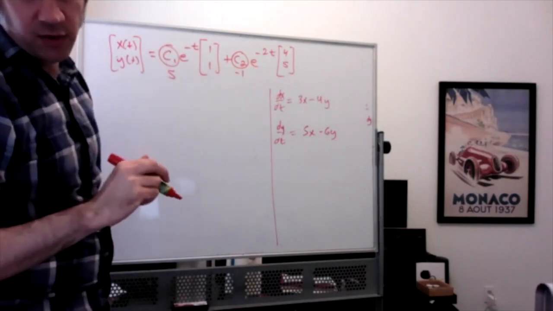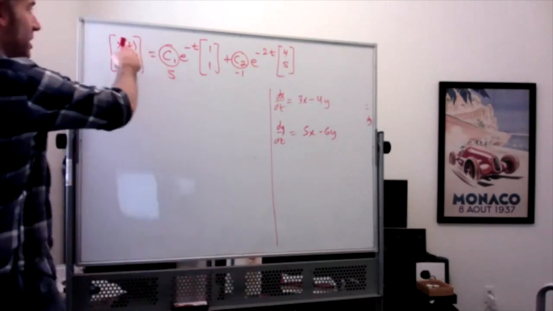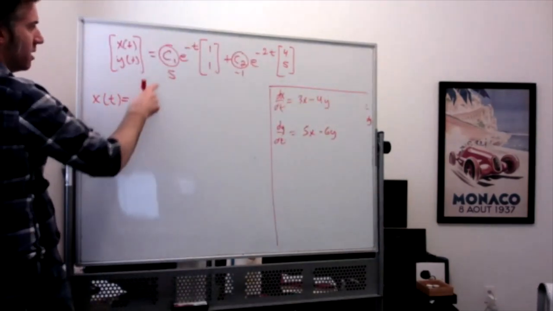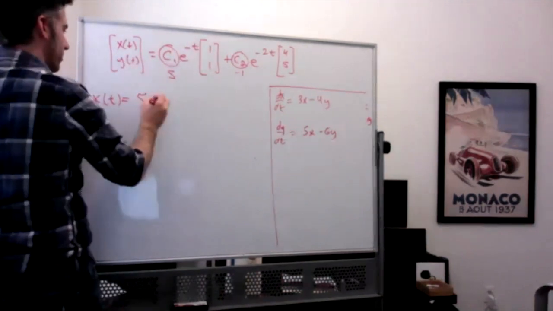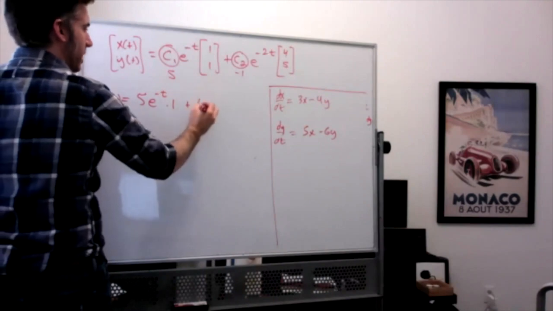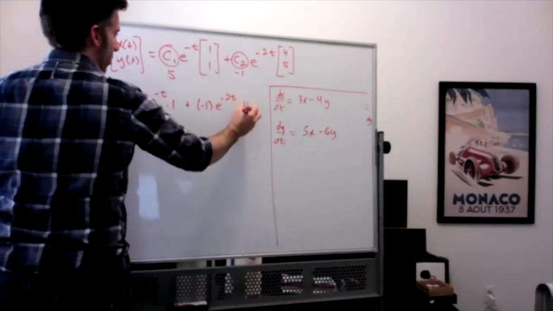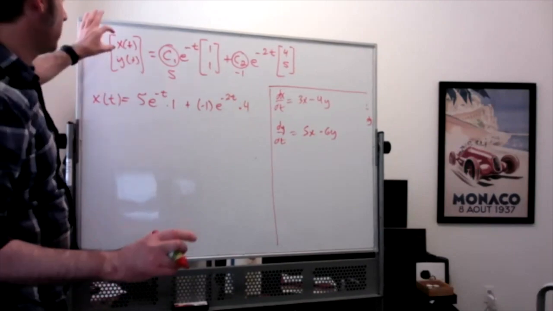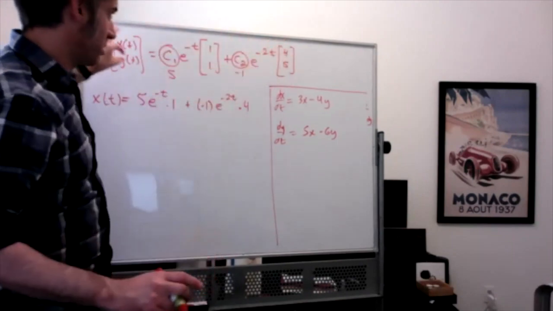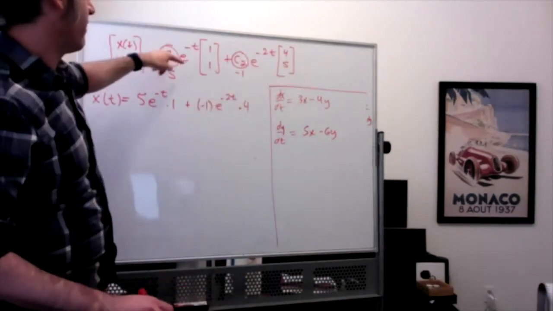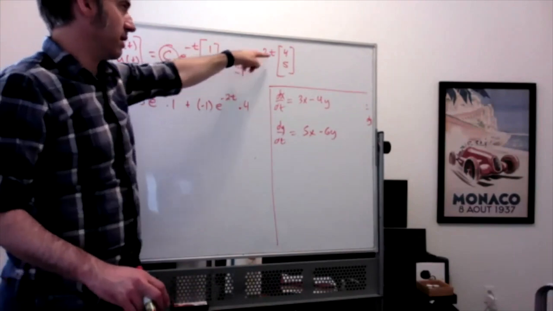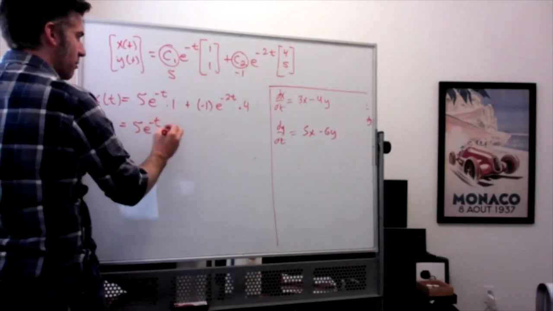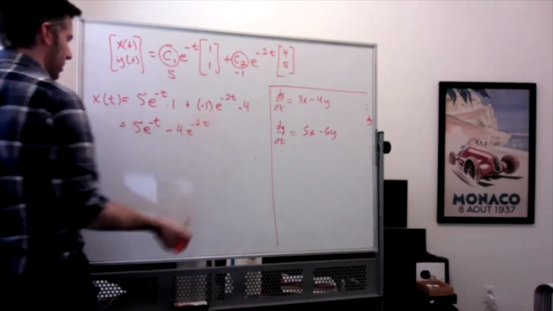Problem 2b asks, what is x of t? Well, x of t is just the first row of the general solution. So x of t is 5 times e to the negative t times 1, plus negative 1 times e to the negative 2t times 4. Someone asked in the discussion how to find x of t and y of t. X of t is just the top row of this equation, and y of t is just the bottom row. So y of t would be 5 e to the negative t times 1 minus 1 times e to the negative 2t times 5. Simplifying, we've got 5 e to the negative t minus 4 e to the negative 2t.